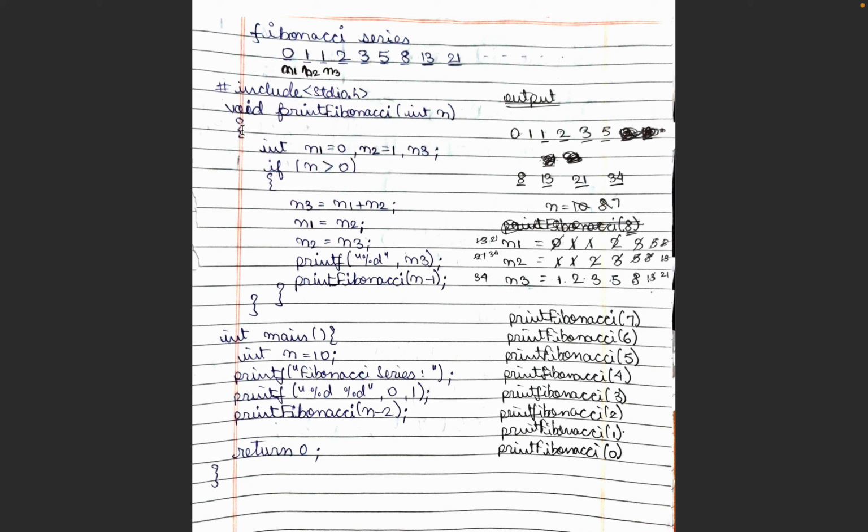Now this is a user defined function, printFibonacci. printFibonacci is one word, don't keep a space in between, because this will make things go wrong.